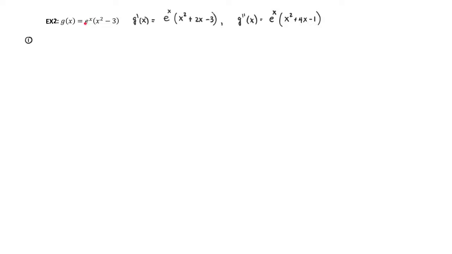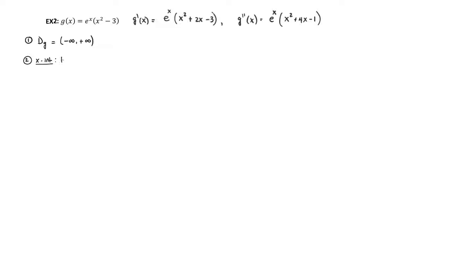If you notice, e to the x exists for all values of x, and this quadratic x squared minus 3 also is defined for all values of x, so the product is defined for all values of x. So then the domain of our function g is going to consist of all real numbers from negative infinity to positive infinity. Now we're going to go ahead and do the x-intercepts.